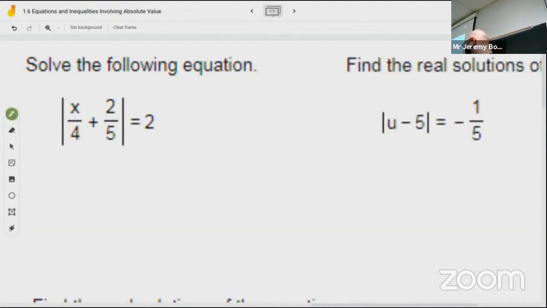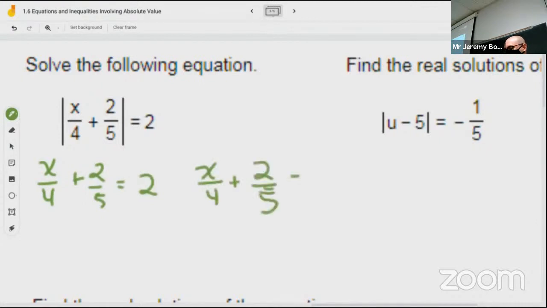So here we have the absolute value of x over 4 plus 2 over 5 is equal to 2. And notice the absolute value is already by itself. The opposite side is just a constant. And so we're going to make that step at the beginning. We're going to say x over 4 plus 2 over 5 is equal to 2, or x over 4 plus 2 over 5 can equal negative 2.